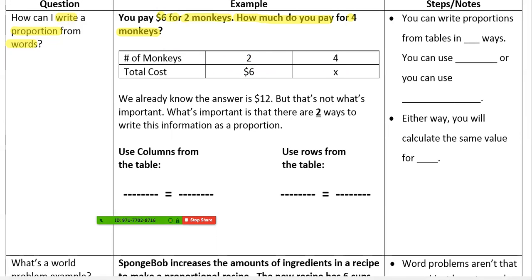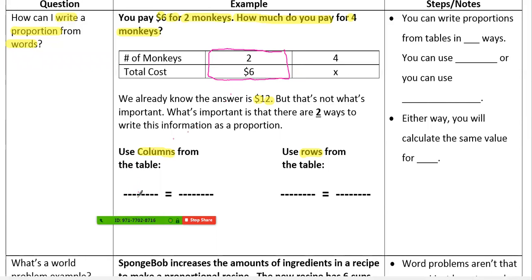We already know the answer, I hate that word answer, is 12 bucks. I know it's 12 bucks, you know it's 12 bucks. That's not what's important. What's important is that there are 2 ways to write this information as a proportion. We can use columns, up and down, or rows, left to right. So let's use columns first. This is a column. This is a column, up and down, right?